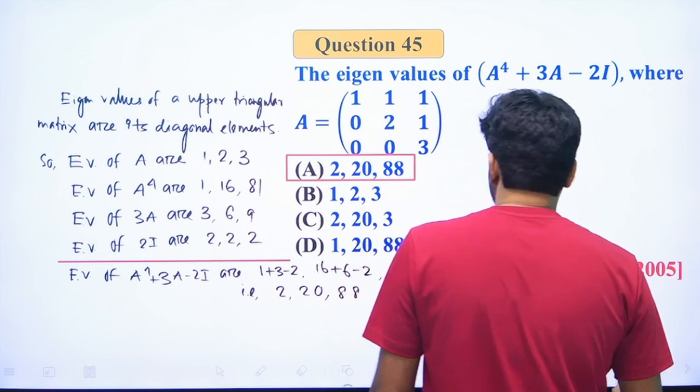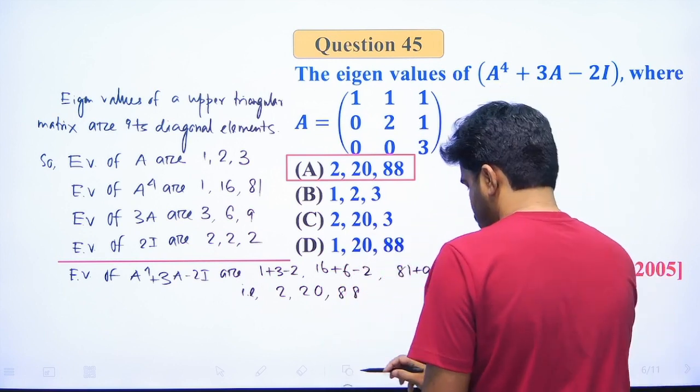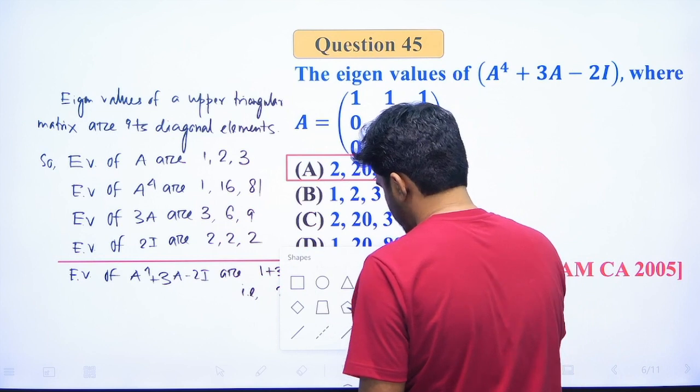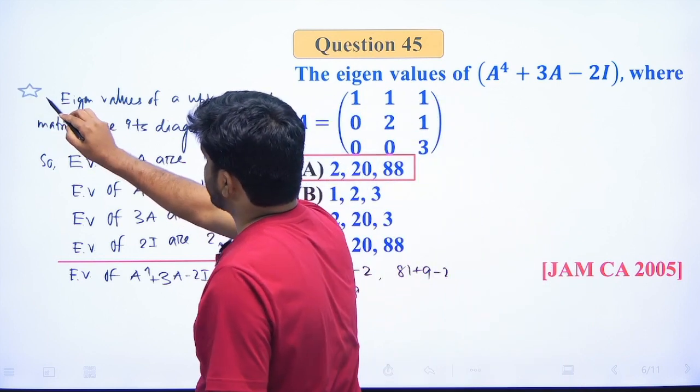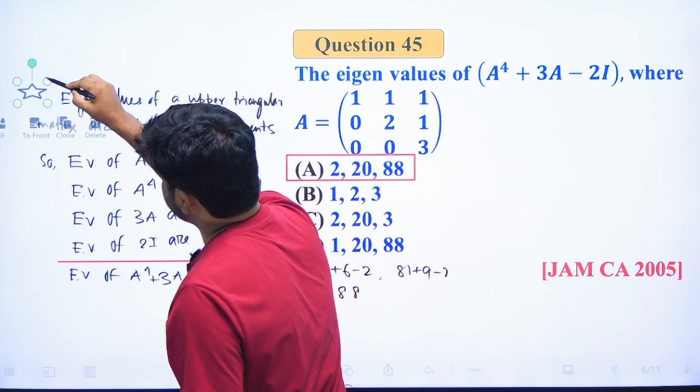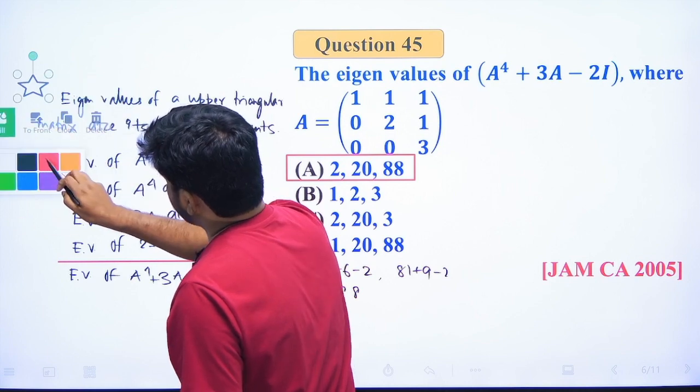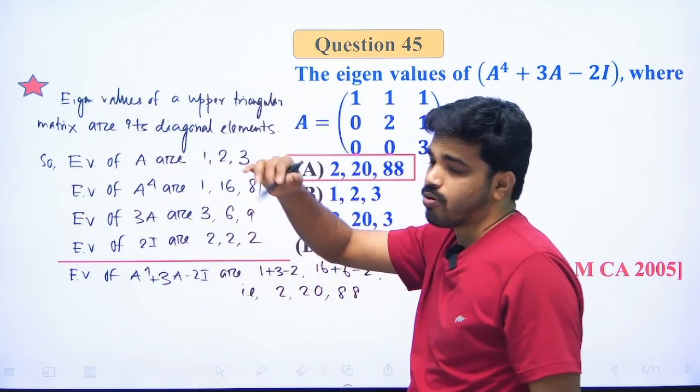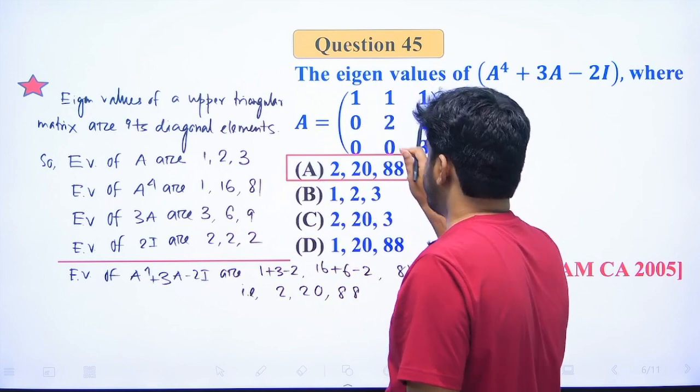Okay, so next example. It is a very, very important note: eigenvalues of an upper triangular matrix or lower triangular matrix or diagonal matrix are simply its diagonal elements.